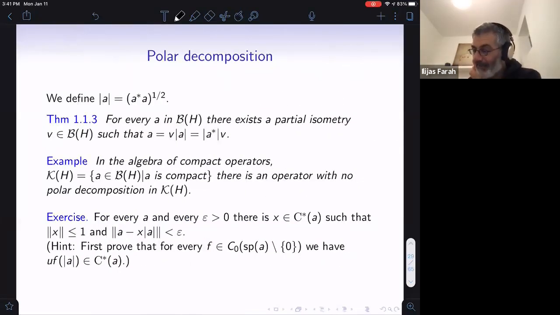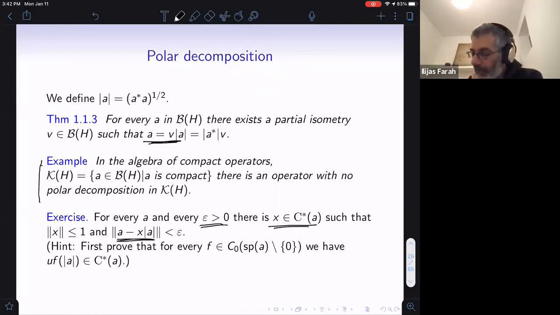And here is an exercise for you. Basically it goes in the opposite direction from the example. If you have any element A of some C-star algebra, and if you give me epsilon, no matter how small, then there is an X in C star of A, which is a contraction, and which almost satisfies this equation from polar decomposition. So if you could only make those X's converge to something, you would get a polar decomposition of element A, but you cannot. That's what the example in compacts shows.